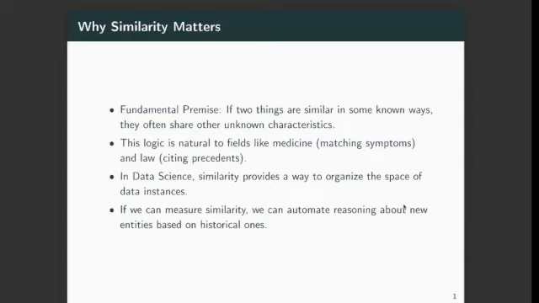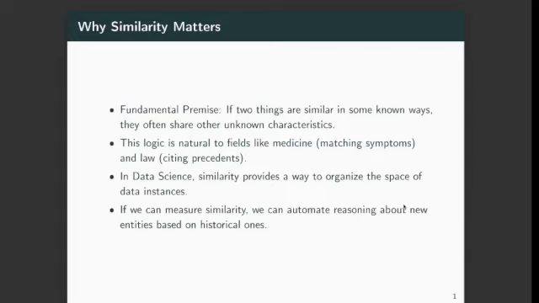For example, in medicine, the doctor may match a symptom of his patient to known cases that he has dealt with before to arrive at a diagnosis. And in law, a lawyer might cite precedents because the current case might be similar to one that he has handled in the past.